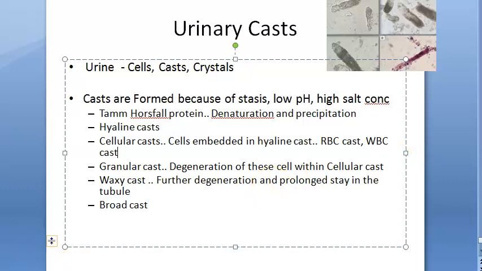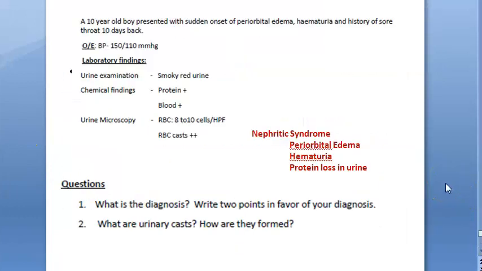Where do you find these fatty casts? Fatty casts they didn't mention here, right? Fatty casts you will see in nephrotic syndrome. Here we are talking about nephritic syndrome.